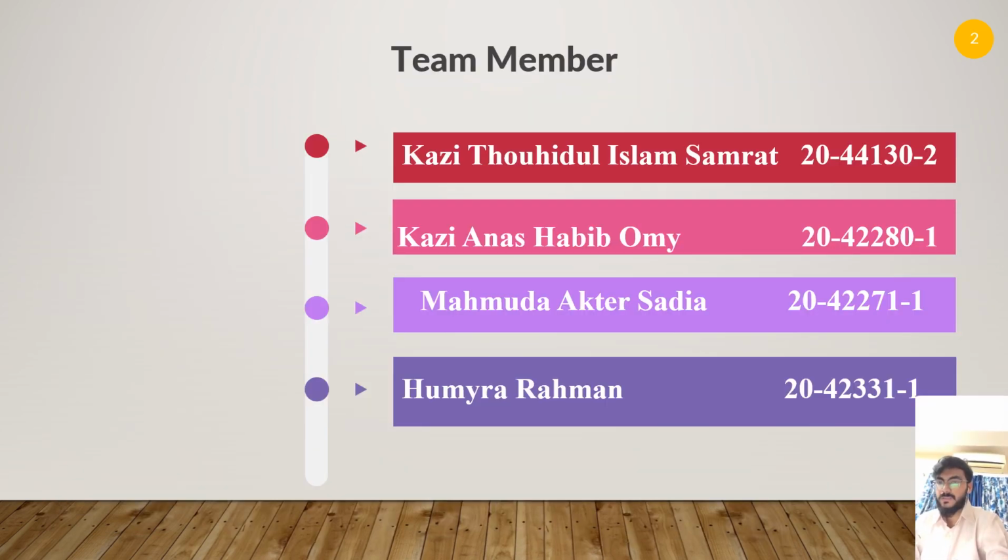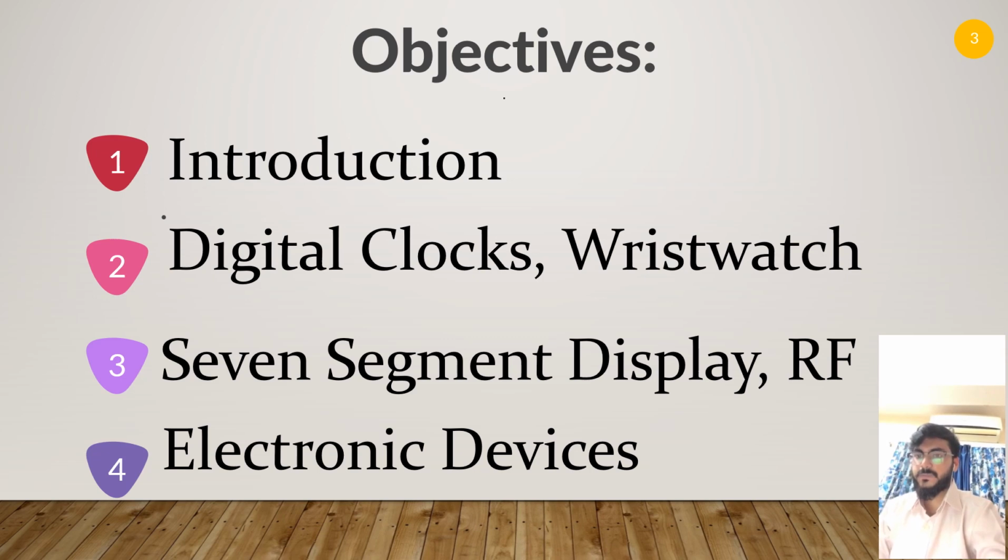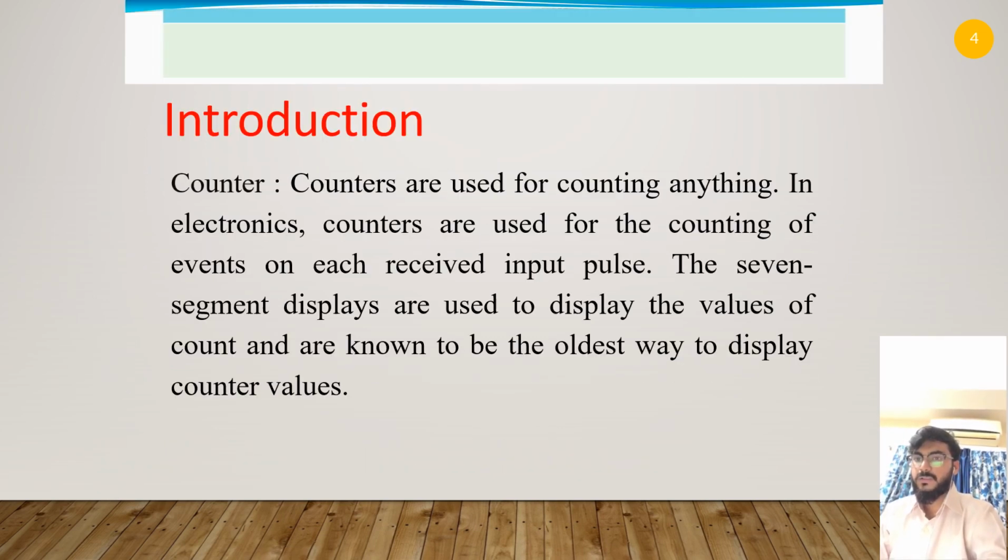The second slide is my group members. Then, let's go to the next slide. Here are the objectives. First of all, introduction, then digital clocks, then 7 segment display, and the last one is electronic device. So here is the introduction.